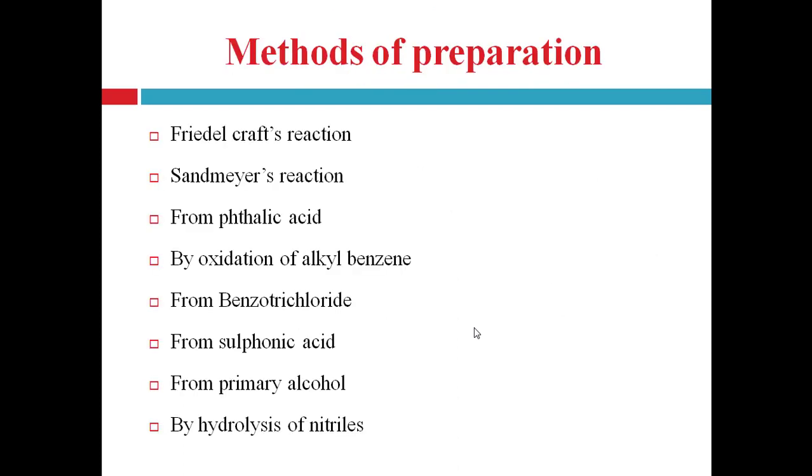Next, methods of preparation for aromatic acids. These are the different methods of preparation: Friedel-Crafts reaction, Sandmeyer reaction. Then aromatic acid can be prepared from phthalic acid, by oxidation of alkyl benzene, from benzotrichloride, from sulfonic acid, from primary alcohol, and by hydrolysis of nitriles.